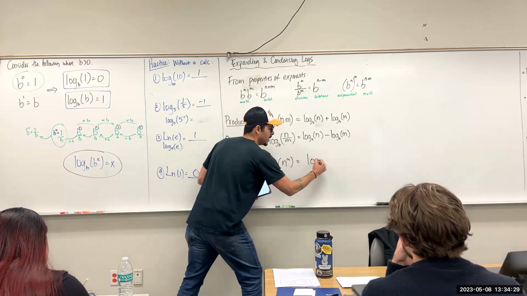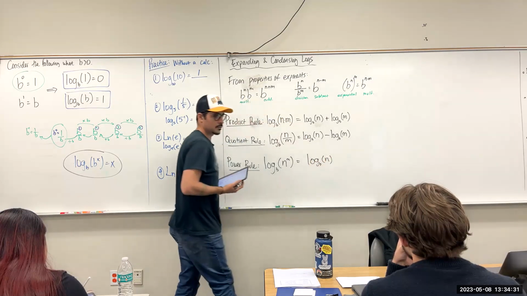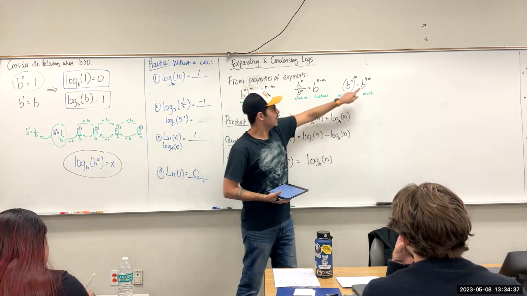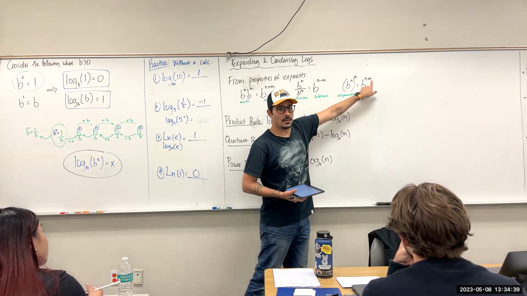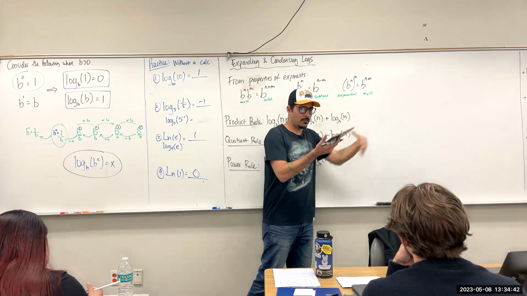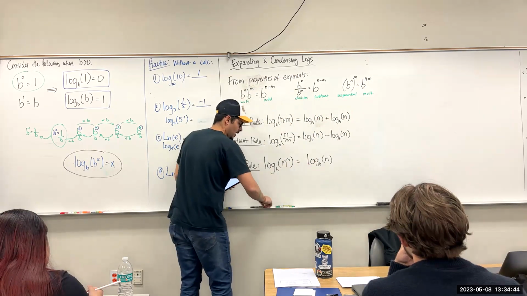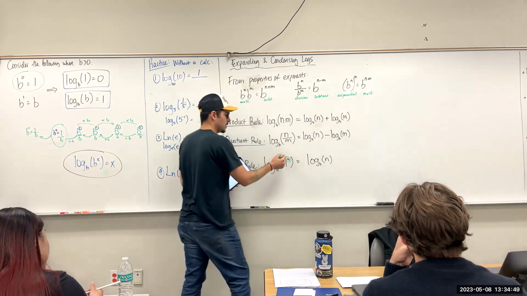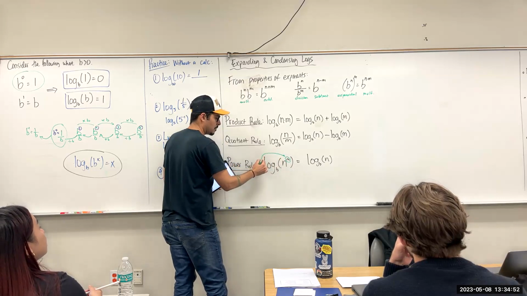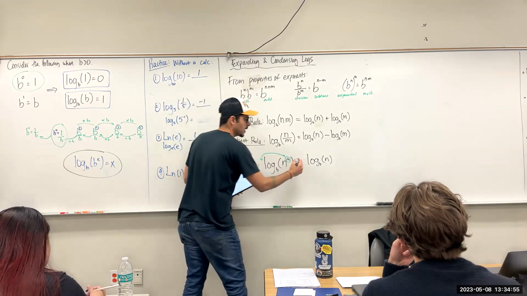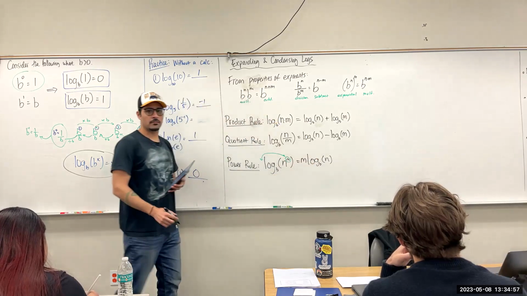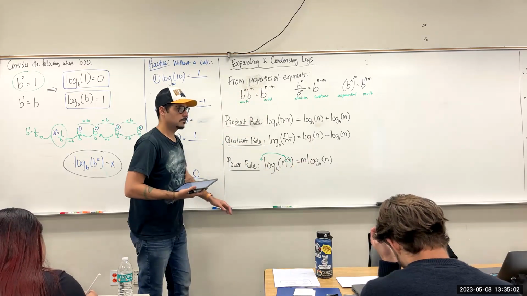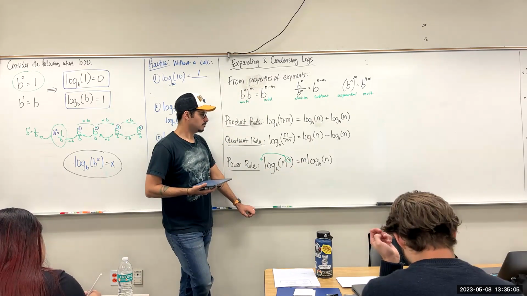I have the log base b of n, right? Which is representing an exponent. But that exponent gets multiplied with m. So through that relationship, this m that was an exponent ends up dropping down in front of your log so that it multiplies with log base b of f.